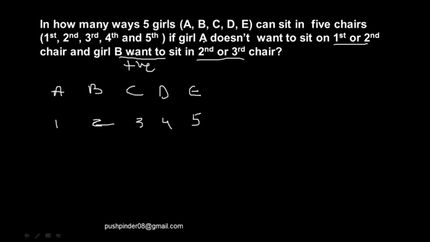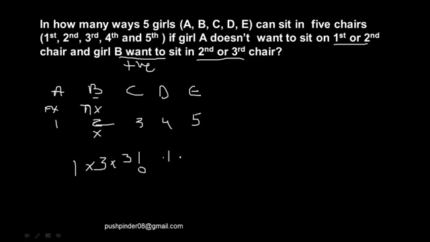How many ways are there to make B sit on the second chair? Only one way, right? So you make B sit on the second chair. Now let's suppose B has sat on the second chair. Now A does not want to sit on first or second chair. Now A over here cannot sit here. He cannot sit here. So he has these 3 choices left. Now there are 3 girls left and 3 chairs left with no conditions, so 3 factorial.